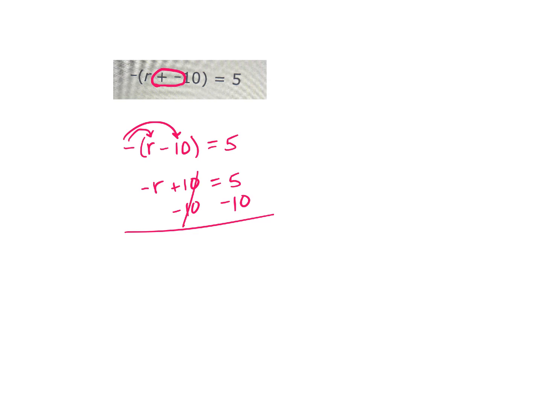So 10 take away 10 cancels, bring down the minus sign and the R, and that's equal to 5 take away 10, which is negative 5. And now I just have to divide out that negative sign, which is a negative 1. And when I do that, I get R equals positive 5. So that's your final answer.